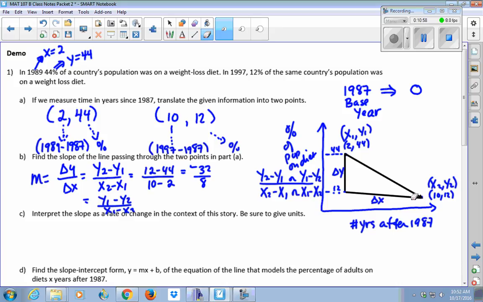Now, if we put the units on this right now, the 32 is a change in our dependent variable, which is a percent, and the 8 is a change in our years since 1987.